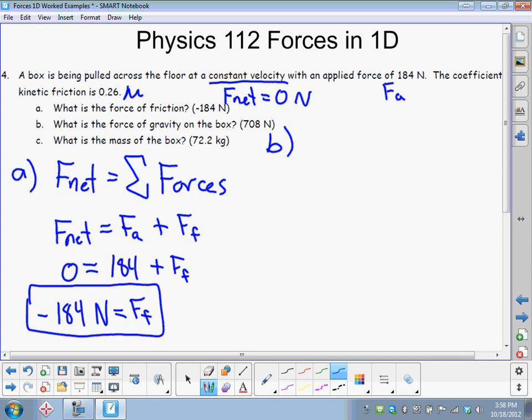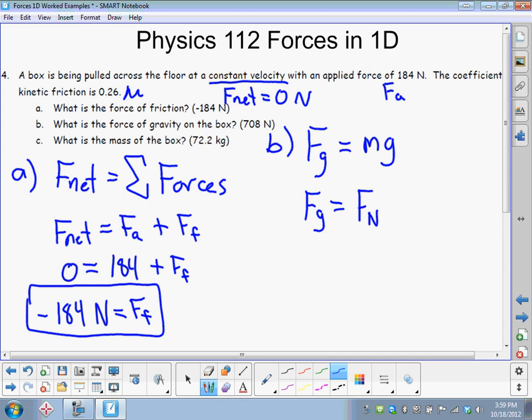So B, what is the force of gravity on the box? It doesn't seem like this is possible because the only equation we're familiar with for force of gravity is mg. But there's one other key piece of information that we have to remember, is that force of gravity is also equal to the normal force. So remember, for grade 11, force of gravity equals normal force. If you're a grade 12 student watching this, this is not always true. But for the cases we're going to work with, to get used to the terminology, to get used to the problems, the normal force is going to equal the force of gravity.